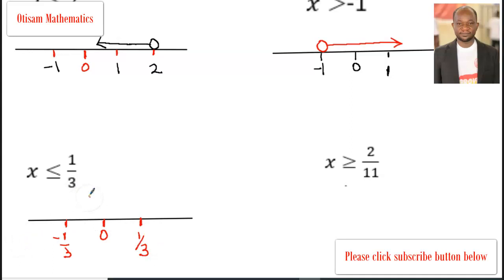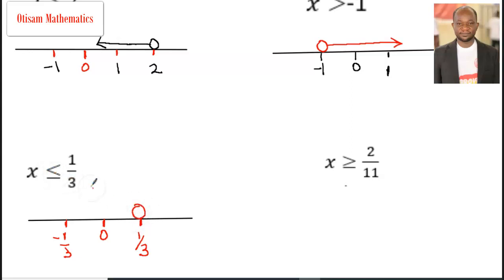As I've already said, if it is less than, it means that all the numbers on the left hand side are smaller than the number that you are considering. So for 1/3, you draw your 0. This time, because it is less than or equal to, you have to shade it. And then the arrow will be pointing to the left side. So this is how we represent this fraction.